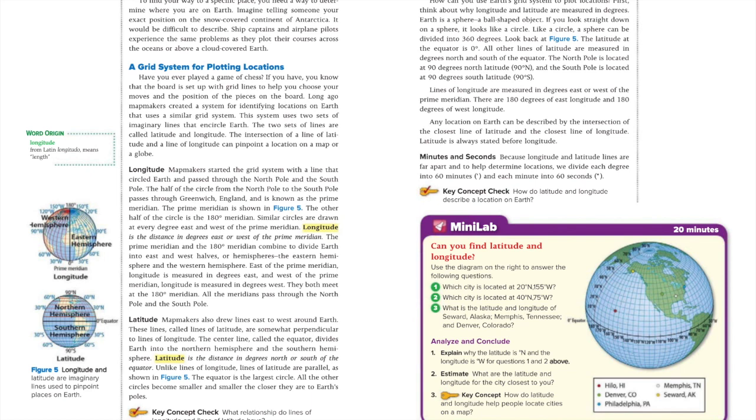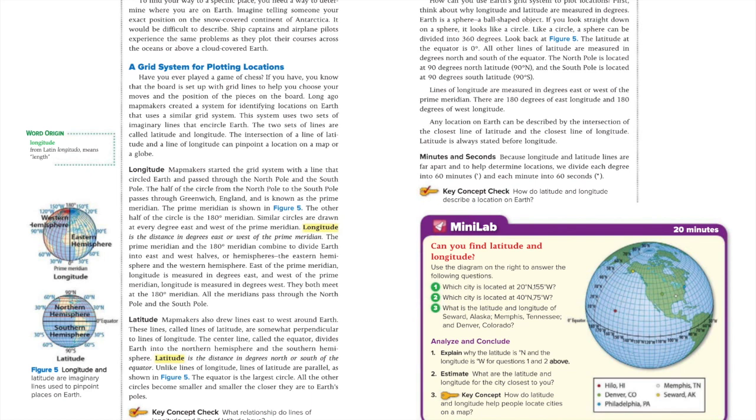So, have you ever played a game of chess or checkers? If you have, you know the board is set up with grid lines to help you choose your moves and the position of the pieces on the board. Well, long ago, map makers created a system for identifying locations on Earth that uses a similar grid system.